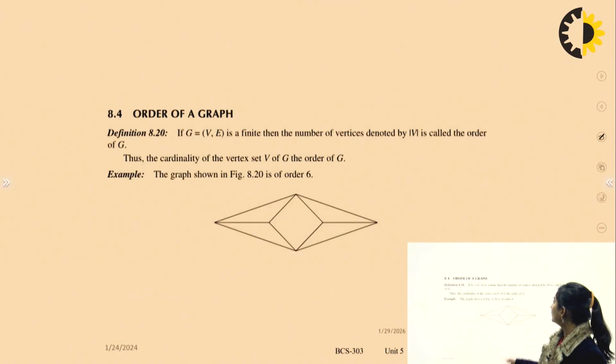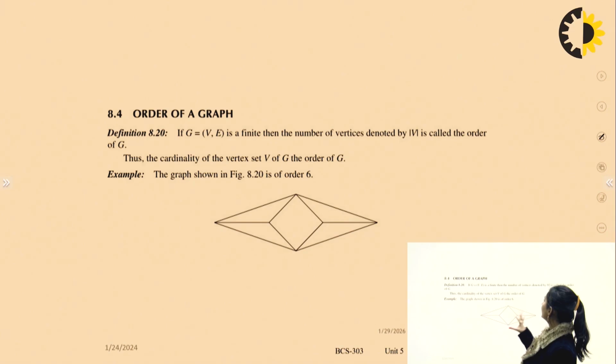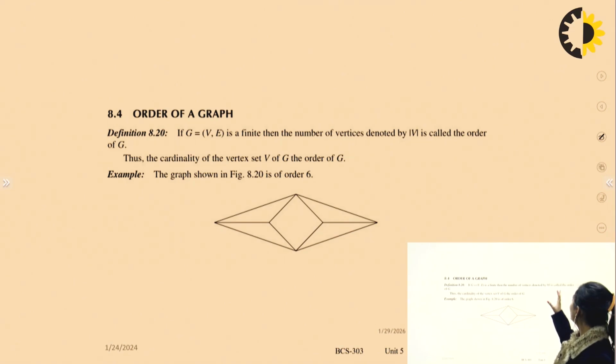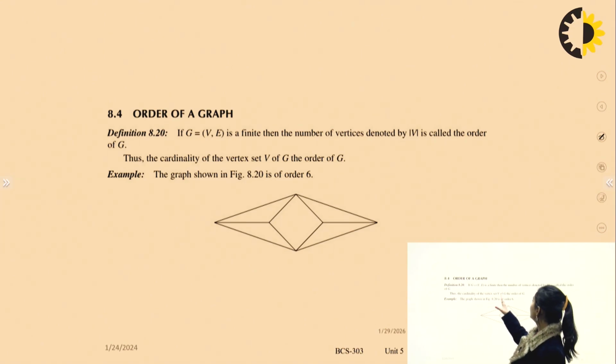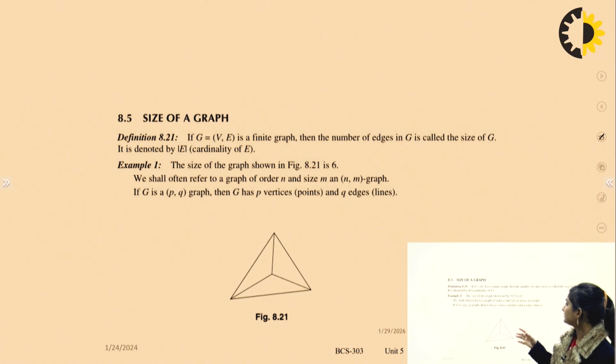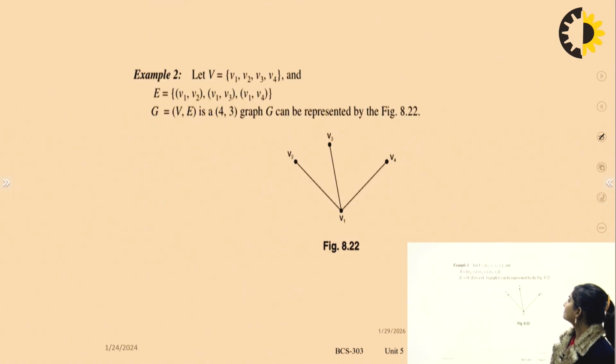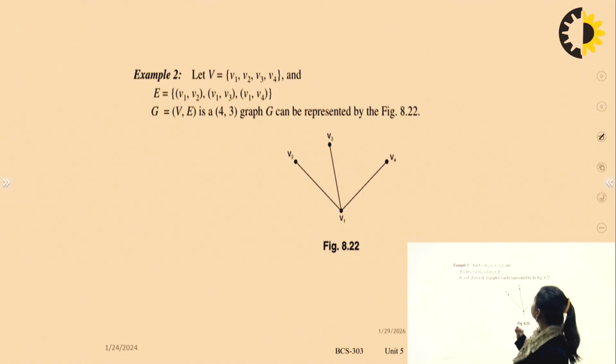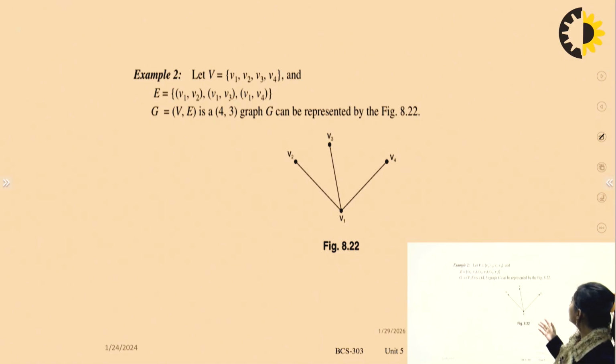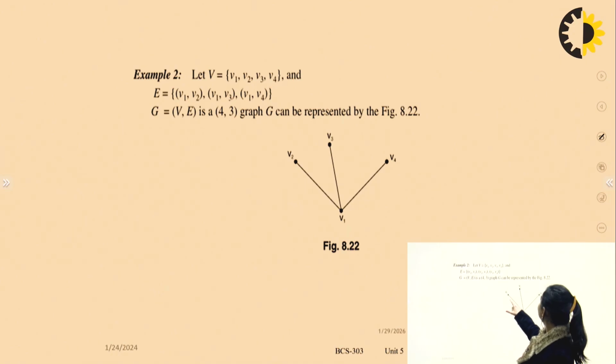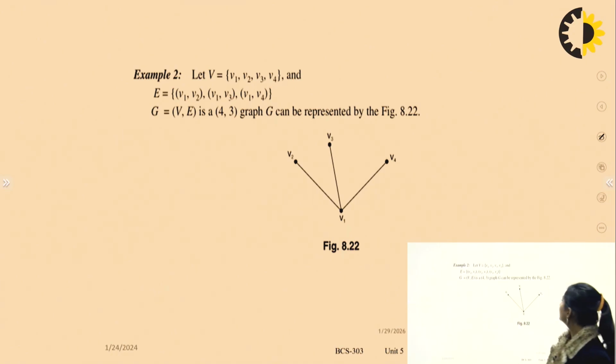Order of a graph. If the graph is finite, the number of vertices is denoted by V. That is, the cardinality of the vertex set V of G is the order of G. Size of a graph: you can see here there are vertices, these are edges. So if you talk about this G(V, E), you can represent the vertices and edges in this form.